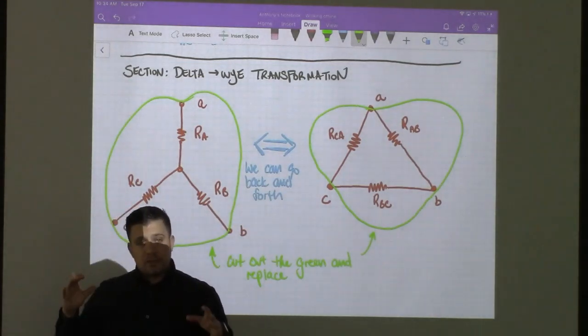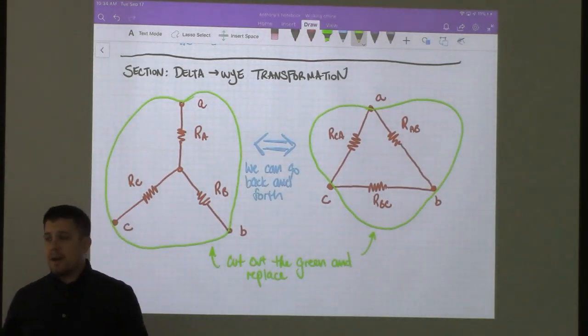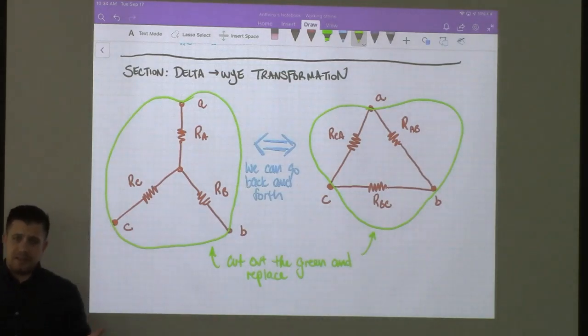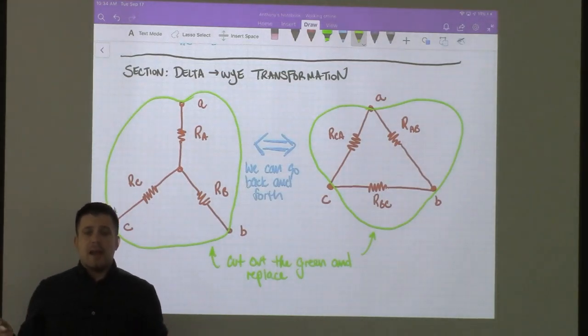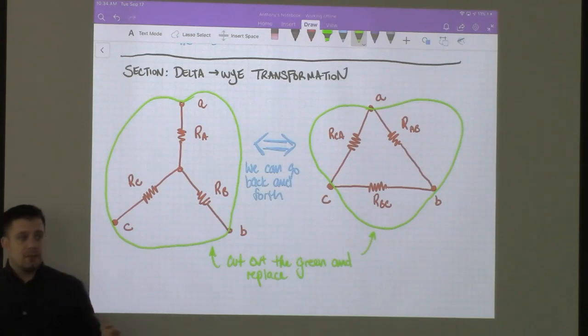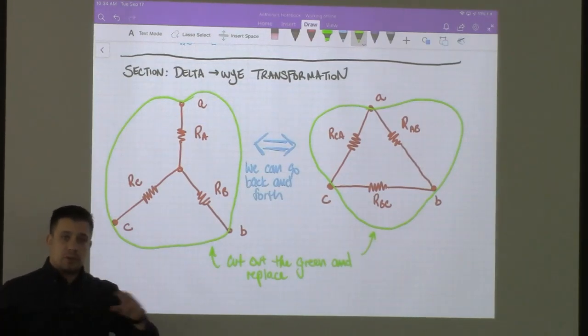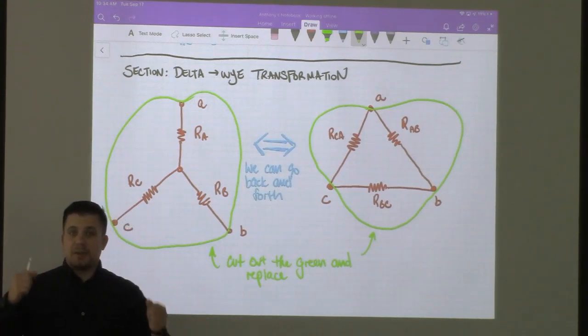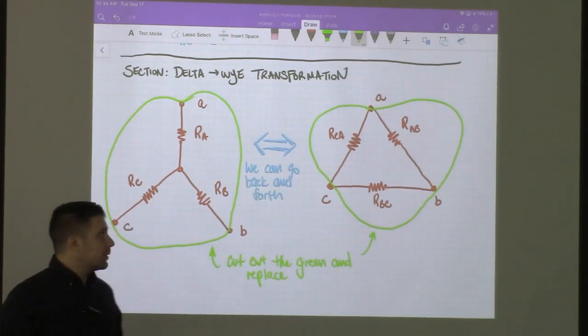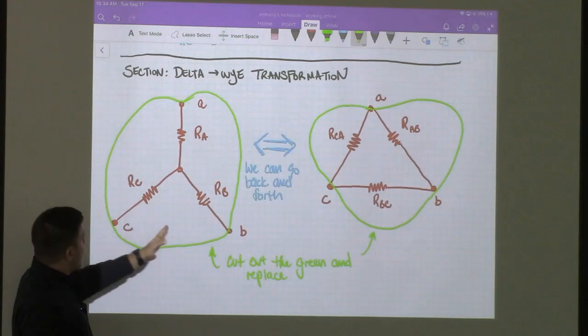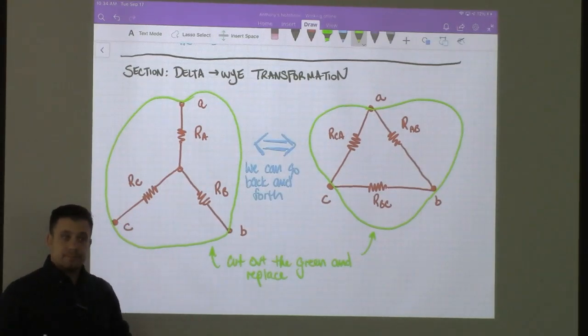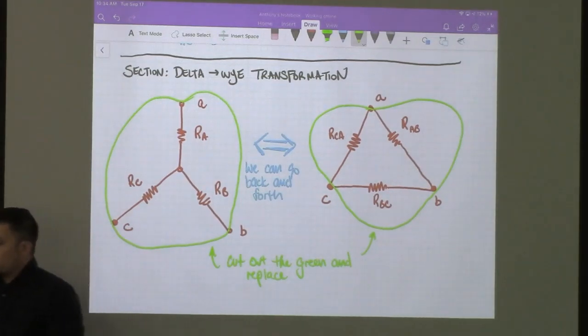Okay, so there's two parts to this. There's understanding how to do the mathematical transformation, which is easy. Okay, it's just a couple equations. And then number two is understanding exactly what it means. After you do the transformation, you cut along the green line, you pull out what's there, and then you put in its place the other version. The terminals A, B, and C need to line up. All right? So how do we do the conversion?